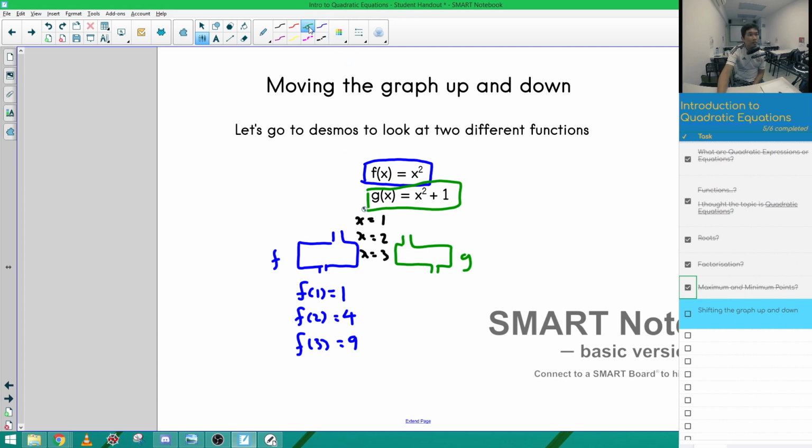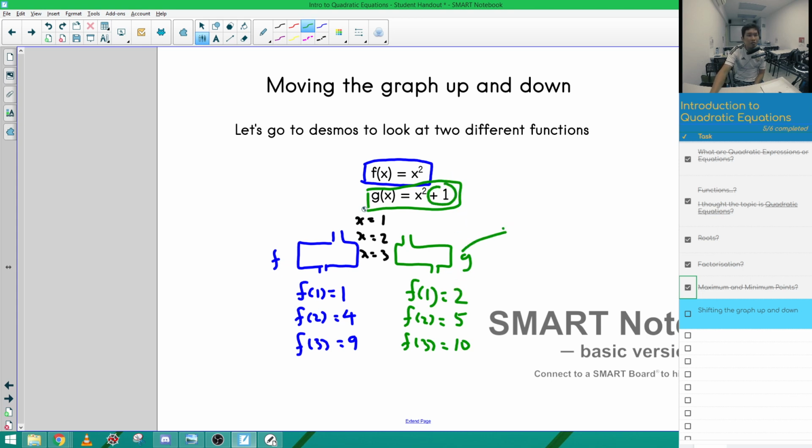Now let's look at the outputs of the green machine. What happens when you put 1 in? We have 1 times 1 plus 1. We get 2. g of 2 will be 2 times 2 plus 1, so that's 5. g of 3, 3 times 3 plus 1, that's 10. So you can see that the plus 1 over here is really just adding 1 to the result.